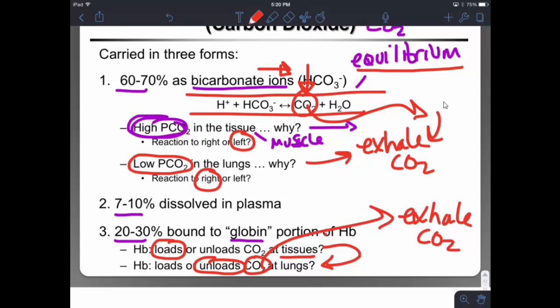So you should just have a basic understanding of where hemoglobin is loading and unloading oxygen and CO2, why it unloads in one place, why it loads in another place, and the factors that affect loading and unloading: the Bohr effect, the temperature, the pH, the PO2, the PCO2. It's really the same basic concepts over and over again that describe how and why we carry oxygen and CO2 in the blood.